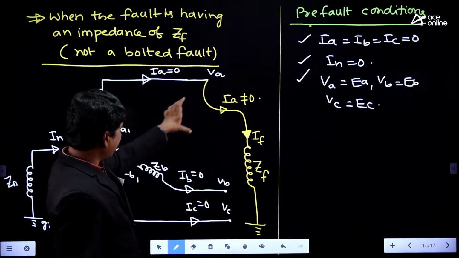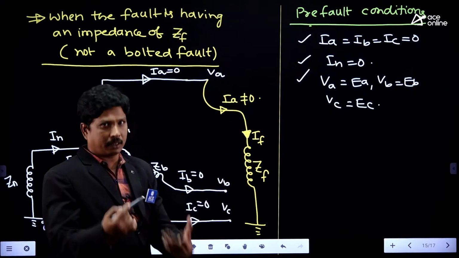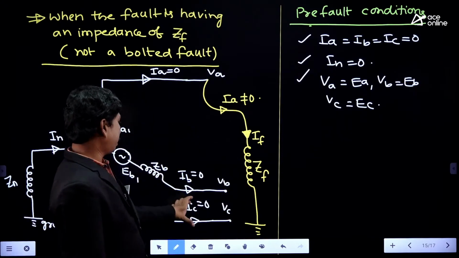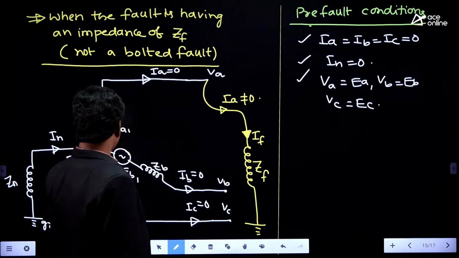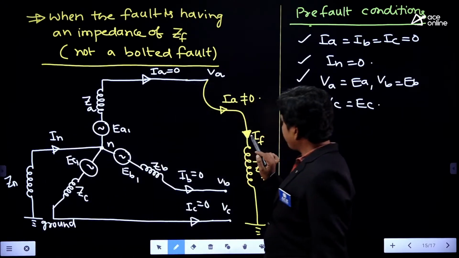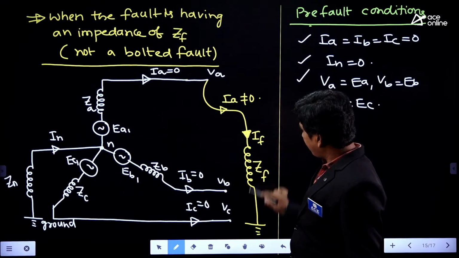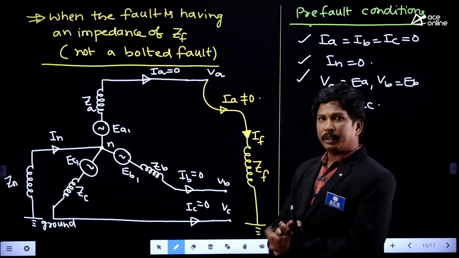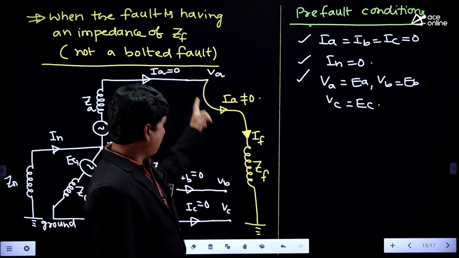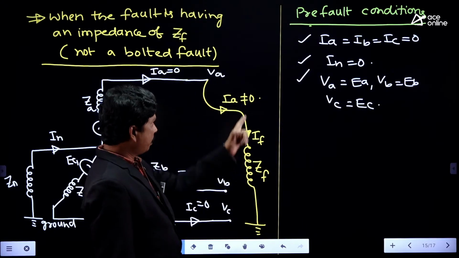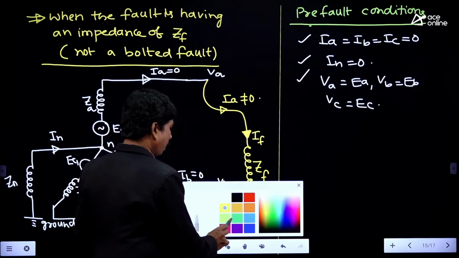Whatever you have written in yellow color here are the after-fault conditions, and whatever you have written in white color are the pre-fault conditions. Clear? Whenever we have a fault impedance, this VA may not be equal to 0 volts. Previously VA was exactly 0, now it is not equal to 0. So, we have to see the post-fault conditions.